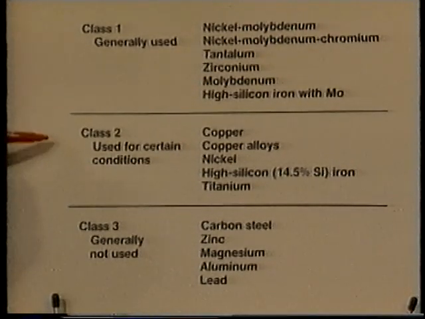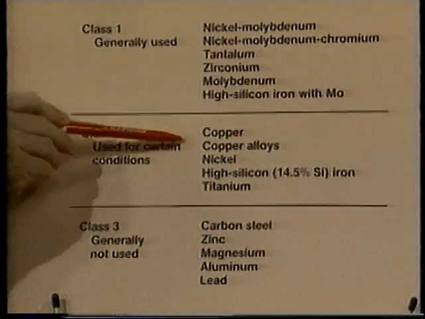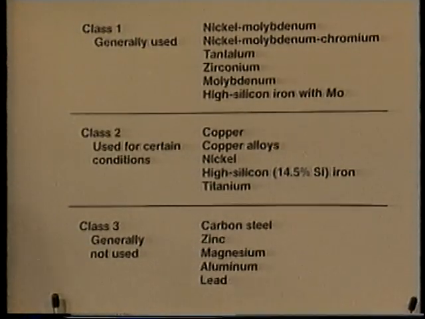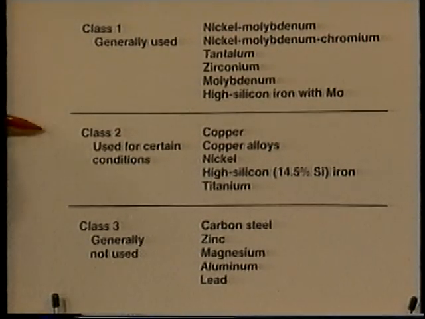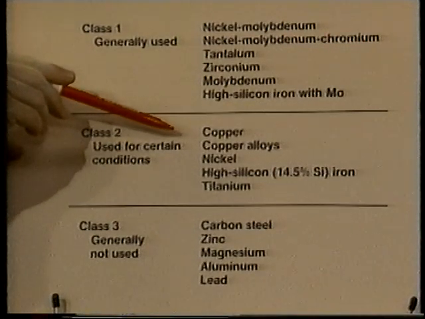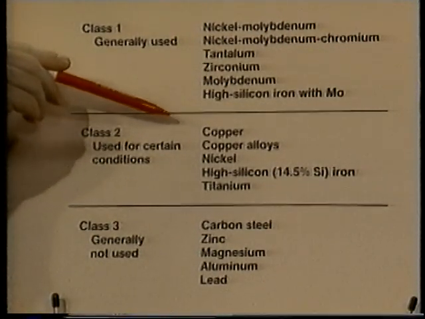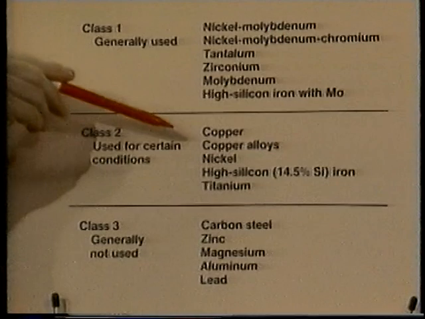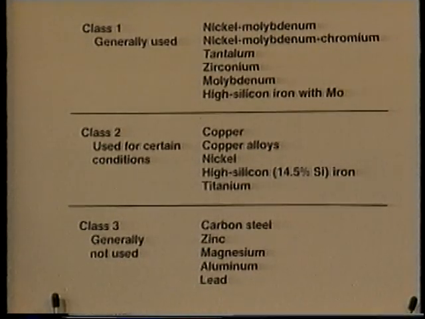Class 2 materials are those that can be used under certain conditions. And we can use copper and copper alloys under certain conditions. Those certain conditions are when we have highly reducing hydrochloric acid. That means we have no oxygen present, we don't have any other oxidizing species. If that's the case, copper and copper alloys are quite good. If there's oxygen or other oxidizing species present, copper and copper alloys are attacked greatly.